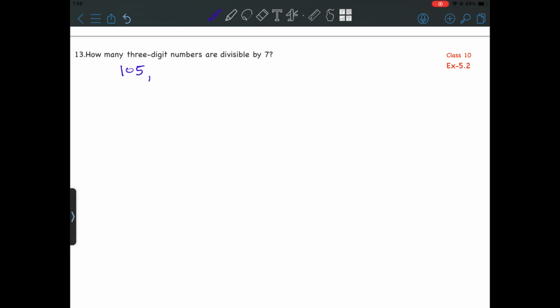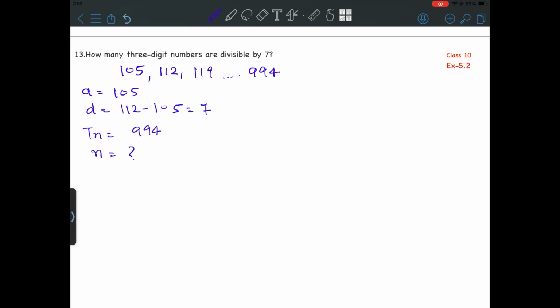So it will be 105, 112, 119, and the last term of this AP, which is a three-digit number and can also be divided by 7, will be 994, right? Now you have this AP. The first term of this AP is 105. The common difference is definitely 112 minus 105, that is 7. And the last term, the Tn term, is 994. We have to find out how many such numbers are there in this series.